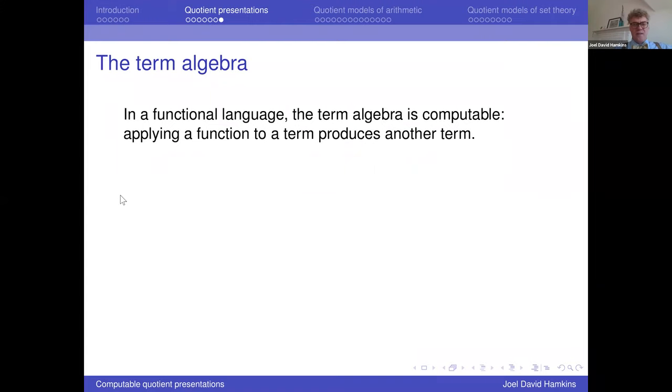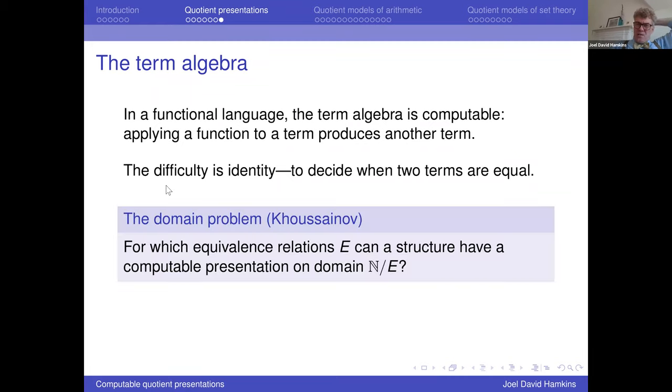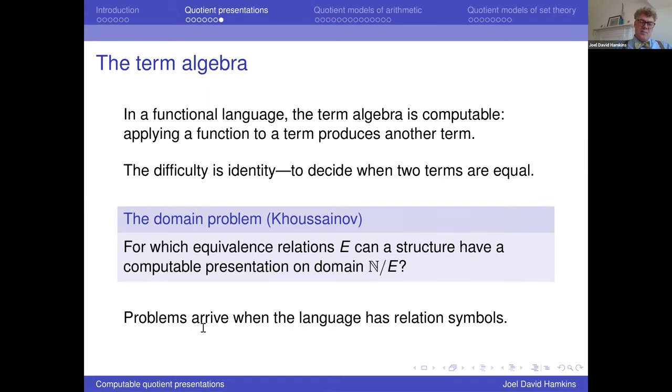Okay. So the term algebra is always computable because you can just apply the function syntactically to the terms and make another term. And what's difficult is to decide when two terms are representing the same thing. And that's where the identity or equivalence relation comes in when you're forming the quotient. So Bakhadyr presents this as what he calls the domain problem. Namely, every equivalence relation E determines a kind of domain, the quotient, the equivalence classes. And the question is, for which equivalence relations can a structure have a computable presentation on that domain? Or which classes of equivalence relations, so CE or co-CE, or a certain level of the arithmetic hierarchy, or what have you? Okay, there are certain problems that arise when you have relation symbols, and that will come up in a bit.